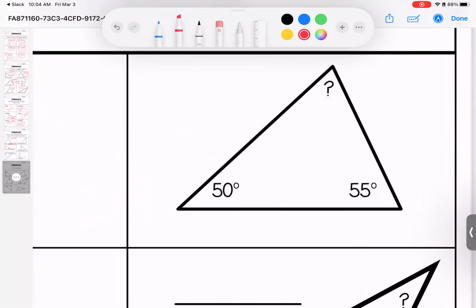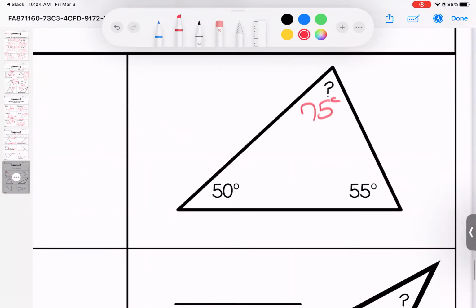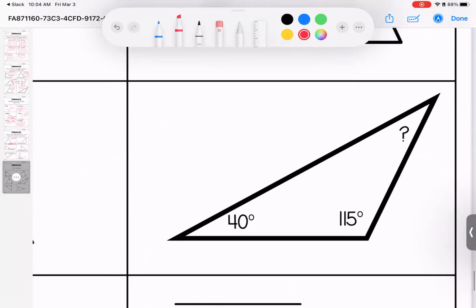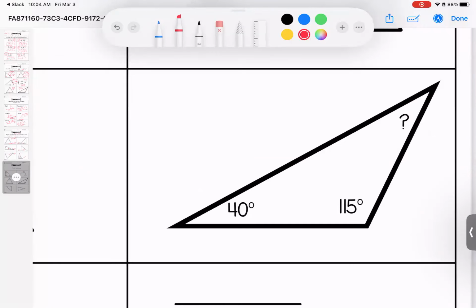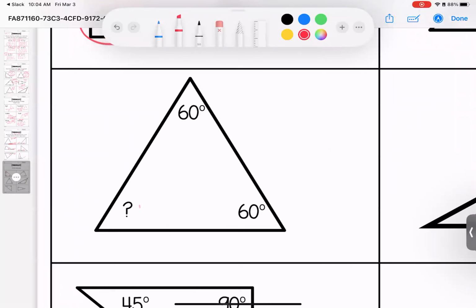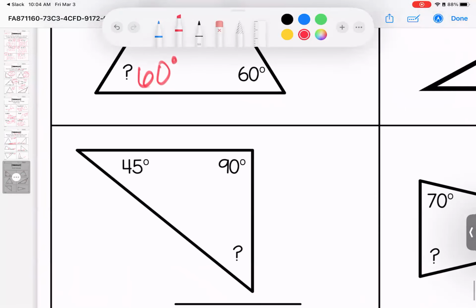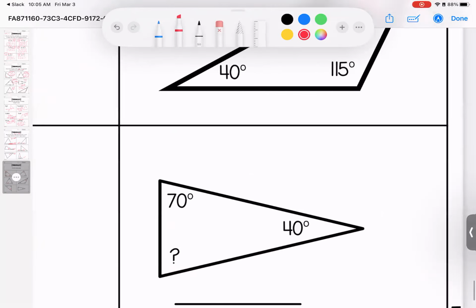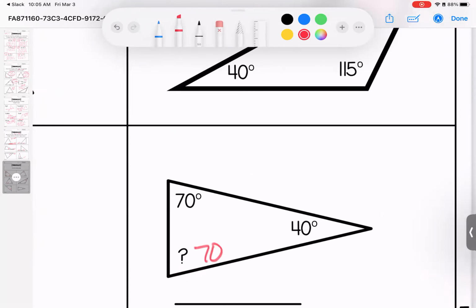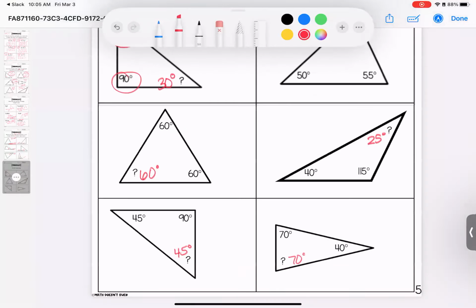When I add 50 and 55, I see that I'm missing 75. When I add 115 and 40 together, I see that I'm missing 25. When I add these together, I see that I'm missing 60. This is an equilateral triangle and acute. All of them are the same size. We talked about this type of triangle. You might not have even needed to do it, but we know that if we have 90 degrees and 45 degrees, that missing angle is 45. And then we have a 70 degree, and a 40.